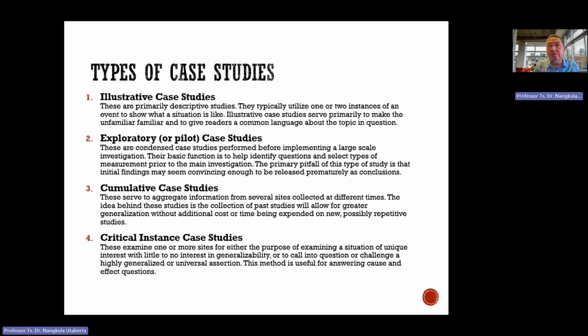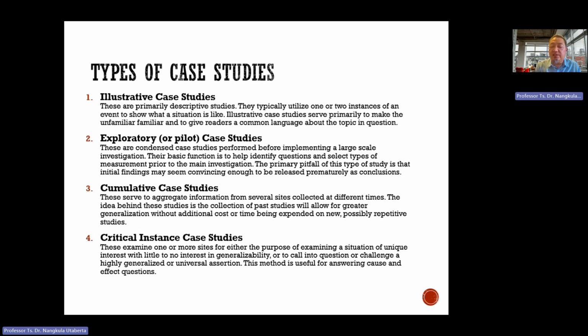That's the development of case study until now. It has developed to become more and more complex, more and more sophisticated, and more useful for solving the problems of complex research, with more details and more rigor. Basically, there are four types of case studies that we are implementing today.